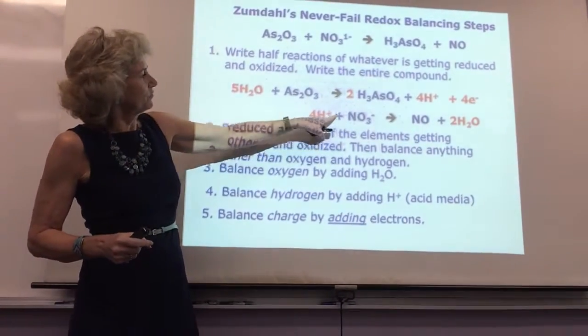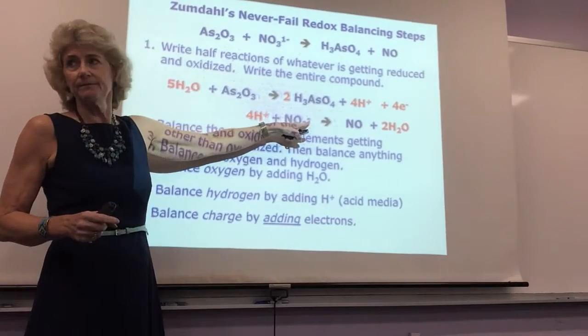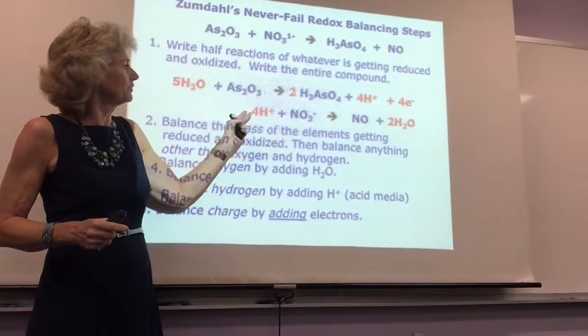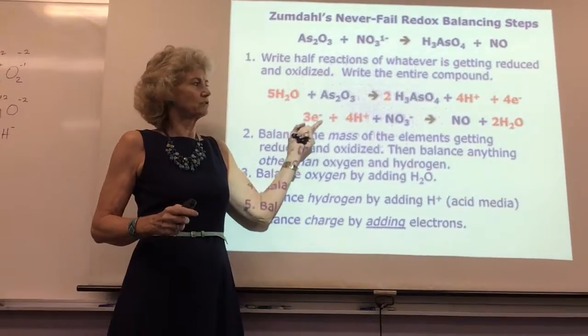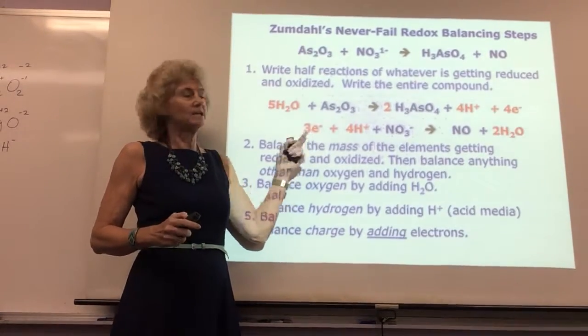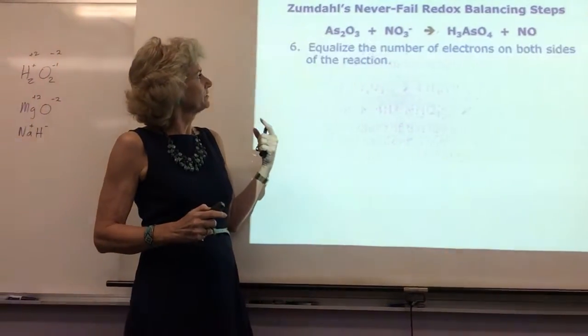Here we've got positive 4, and oh, it's so easy to forget that guy. We've got positive 3 on this side. So we need 3 electrons on this side. I need a new screen, so let me go to the next screen.